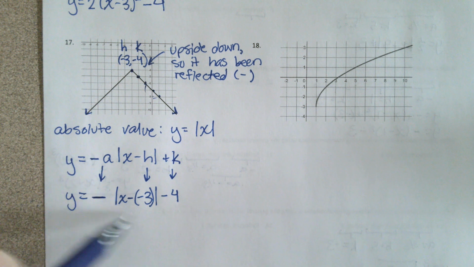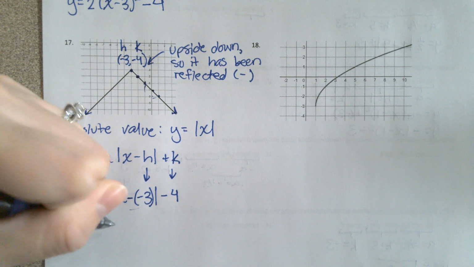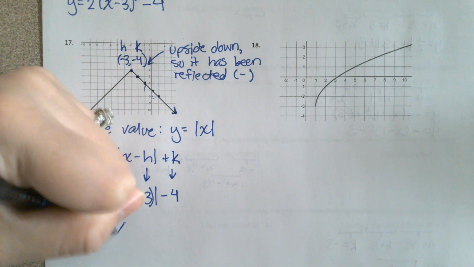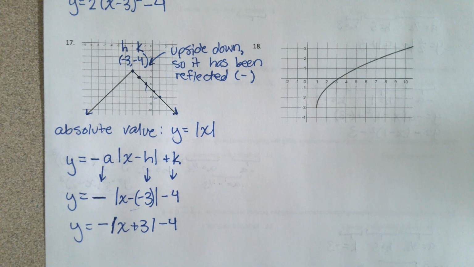Only thing we need to do is simplify this middle part. We cannot have x minus negative 3. That looks weird. So y equals negative, absolute value. 2 negatives in a row make it positive, so we have x plus 3 minus 4. And that is my completed equation.